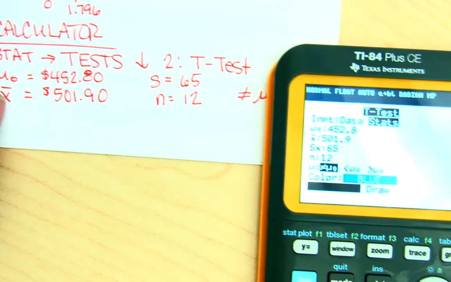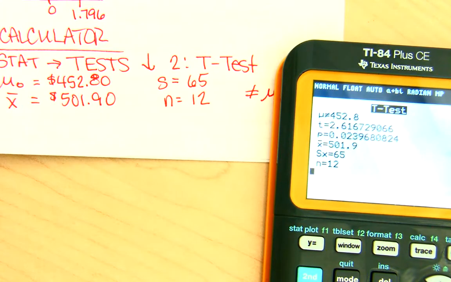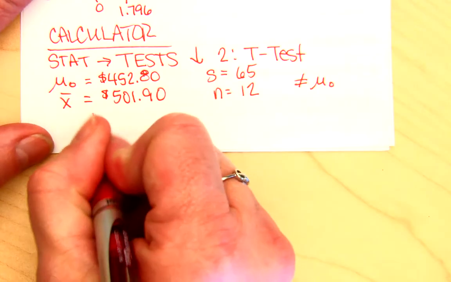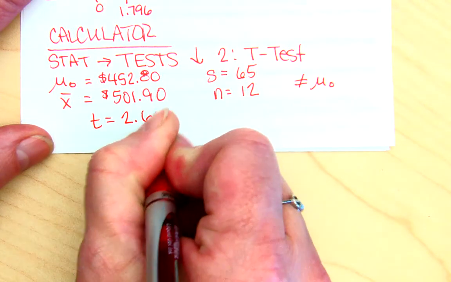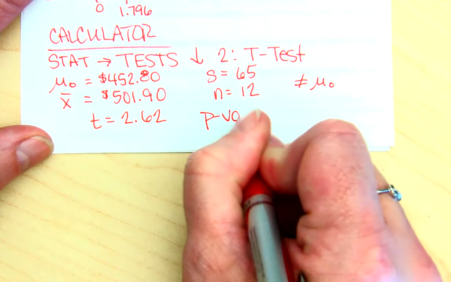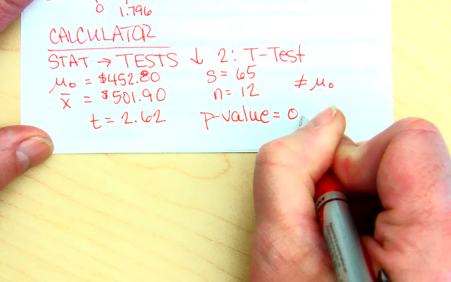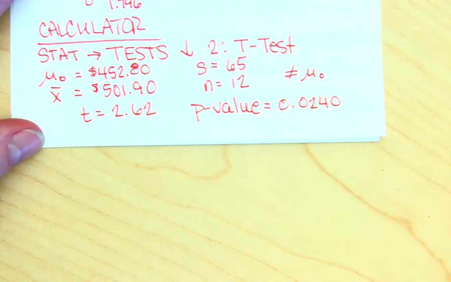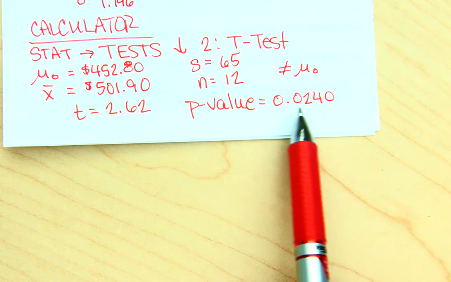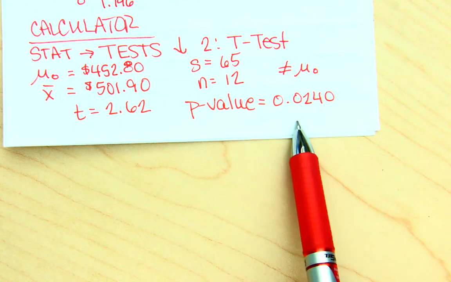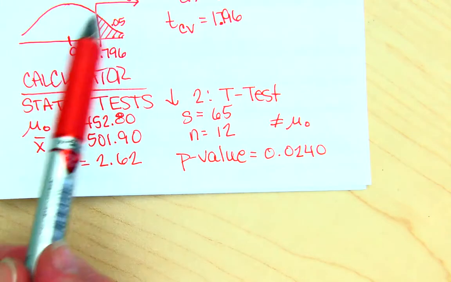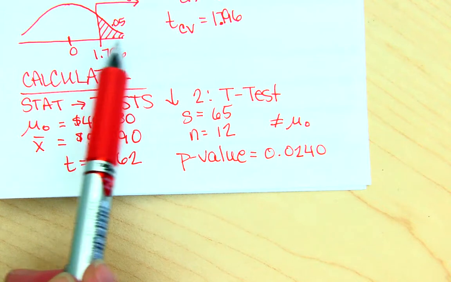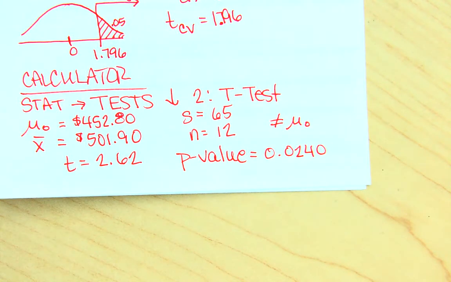Once we get all of that put in there, then we just calculate, and there is my t, 2.62, and my p-value, 0.0240. So again, you can see if I'm using alpha of 0.05, I would reject because p-value is smaller. Just like I did up here when I talked about a rejection region, my t-value was past the critical value, so I would reject. So either way, you're making the same decision with the information you're given.